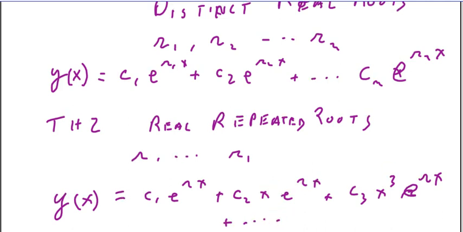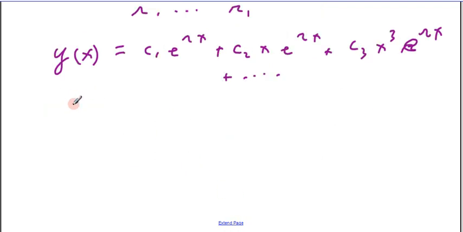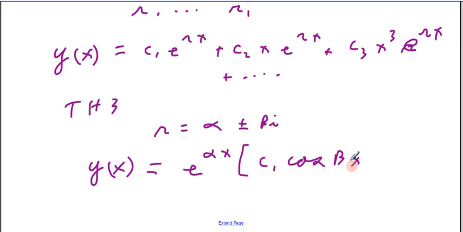And by Theorem 3, we have complex roots. R is going to be alpha plus or minus beta i. And y of x is going to be in the form e to the alpha x, C1 cosine beta x plus C2 sine beta x. And I need brackets, and I don't have room for them. Okay, that's okay. We'll deal with that.